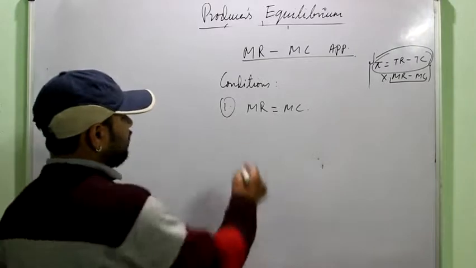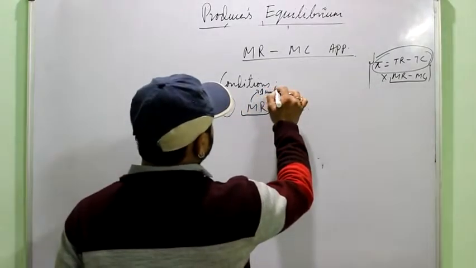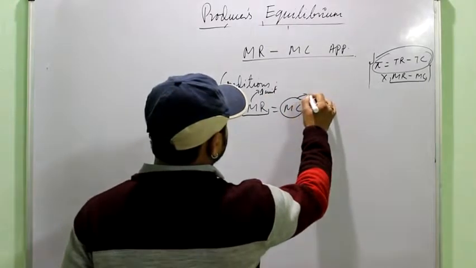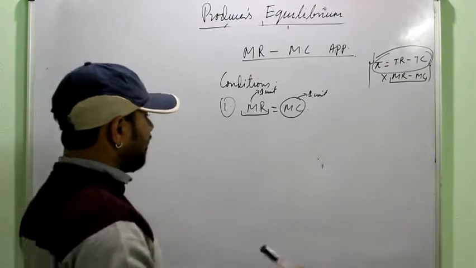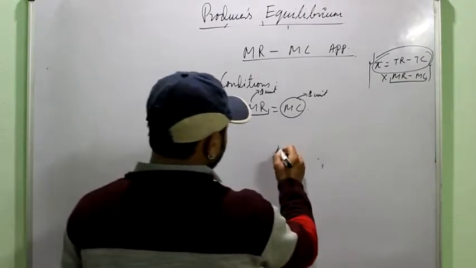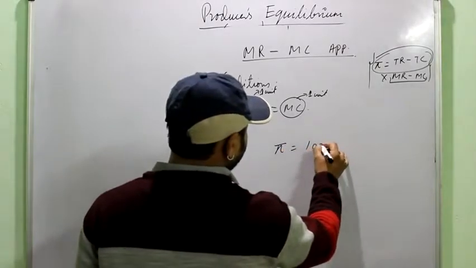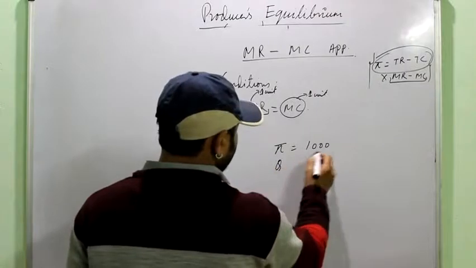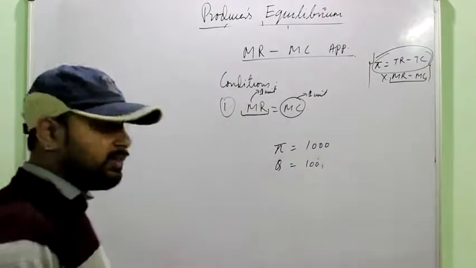Just to remind you, MR is the revenue which you get from 1 unit and MC is the cost which you incur on 1 unit, right? Now suppose we can first talk about it numerically. Later we will talk about the explanation of these.